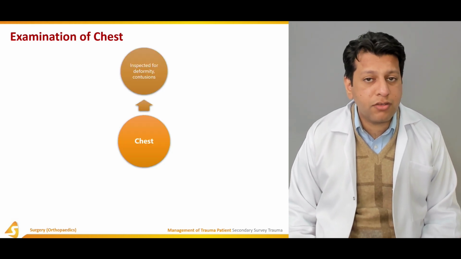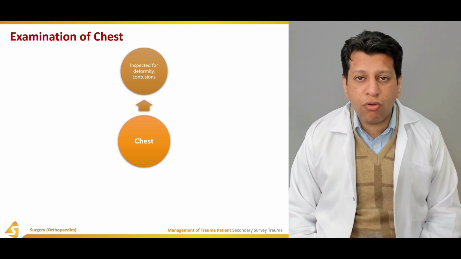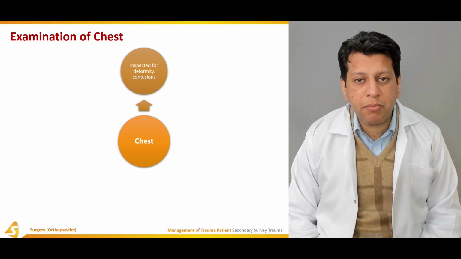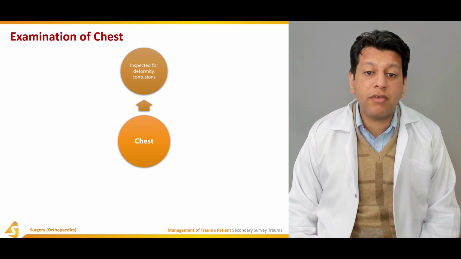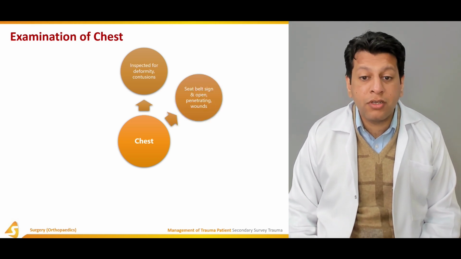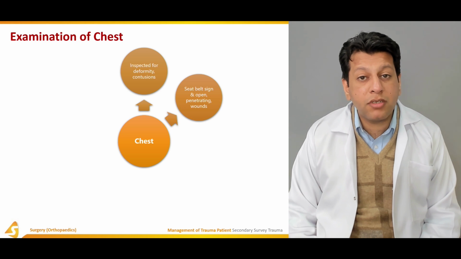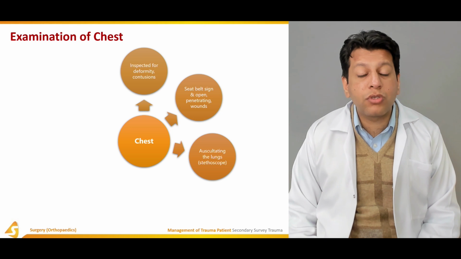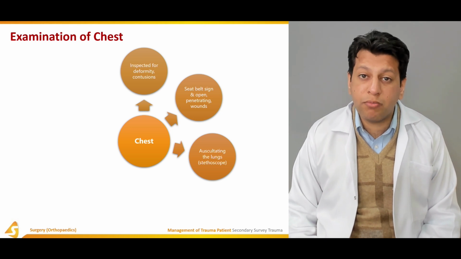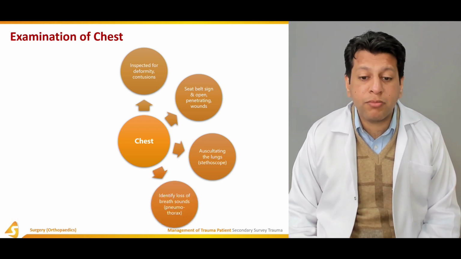On the chest, the scheme is the same. Look for the problems, then palpate or feel it, and then auscultate. Then inspect for deformity and contusions. A seat belt sign may be present, and there may be an associated open or penetrating wound as well. Then we auscultate the lung with the stethoscope for the breath sounds and any problems.